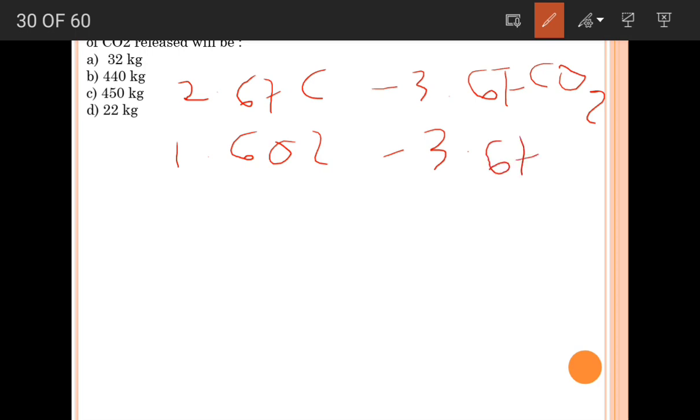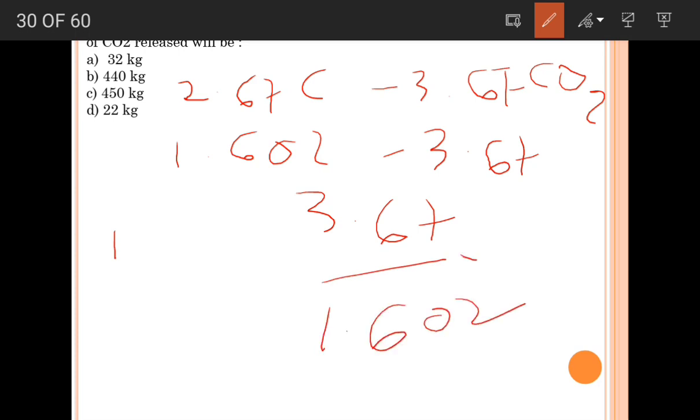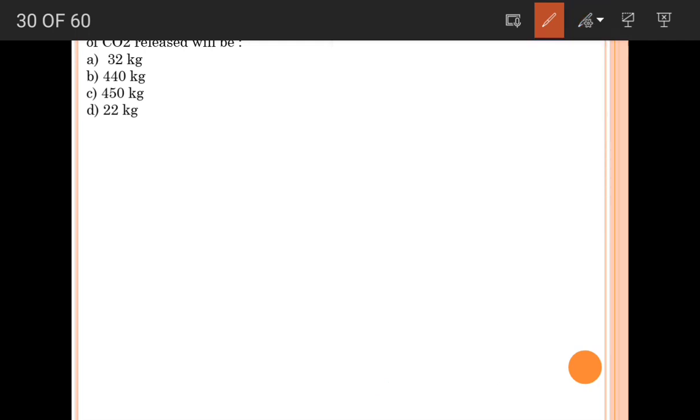will give 3.67 CO2. So 1 kg will give 3.67 divided by 1.602, which will give you some answer, which will be multiplied with 10, because here in the question it is showing that 10 kg of fuel. So the answer should be 22.9 it is coming. So from the options, if we see, the right answer is option number D. Option D is the right answer.